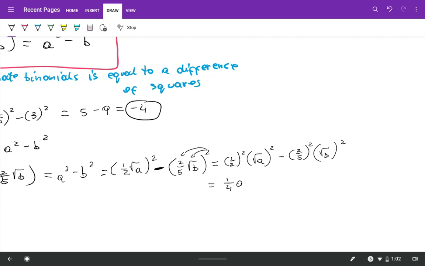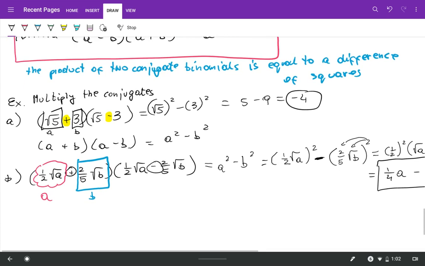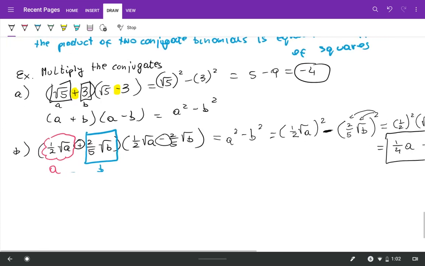So let's simplify. So we have 1/4, square root of a to a second power is just a, minus 2 to a second power is 4, 5 to a second power is 25, and square root of b to a second power is just b, and that will be our final solution. So this is how you apply multiplication of conjugates.